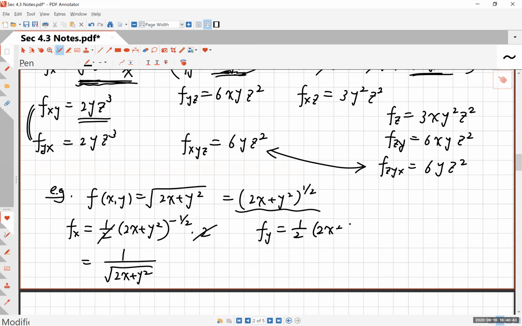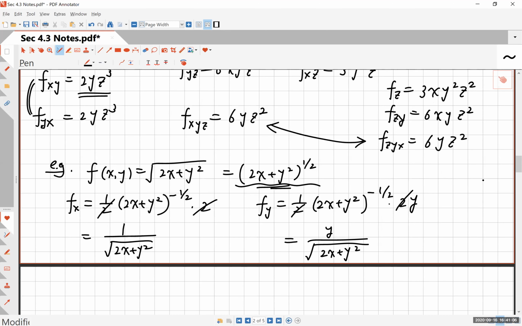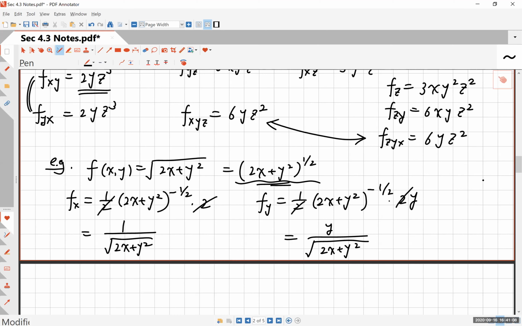Times this quantity inside the parentheses to the negative 1/2 power, and then you take the derivative of this with respect to y. So it'll be 2y. The 2 and 2 cancel, but this time you actually have the numerator, which is y. And then the denominator is the square root of that, which is inside of the parentheses.